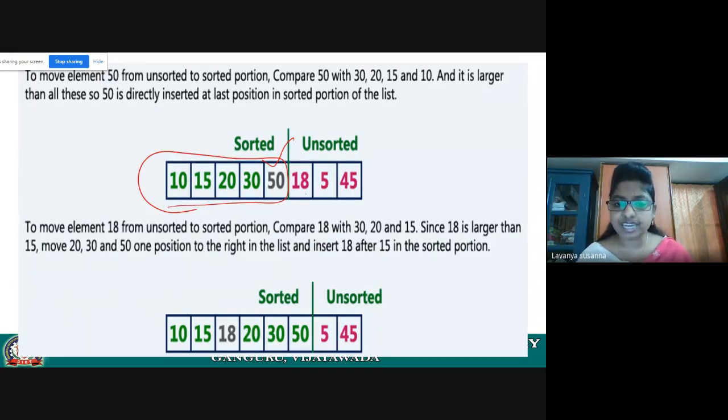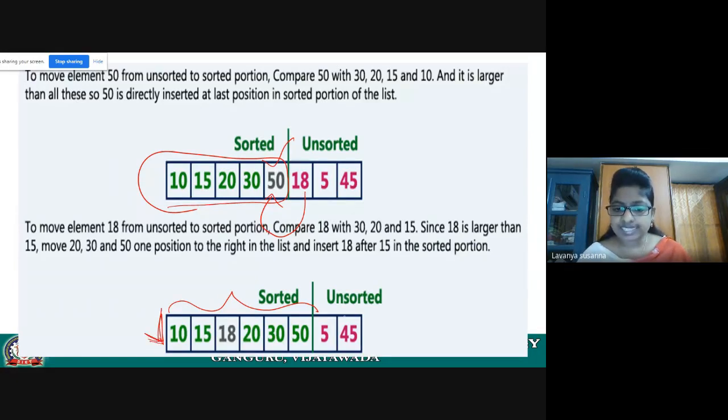Next, what is the next element? 18. Insert 18 into the sorted list. After inserting, arrange 10, 15, 20, 30, 50, 18 in ascending order. See here, you have arranged in ascending order. This is the resultant array in ascending order.